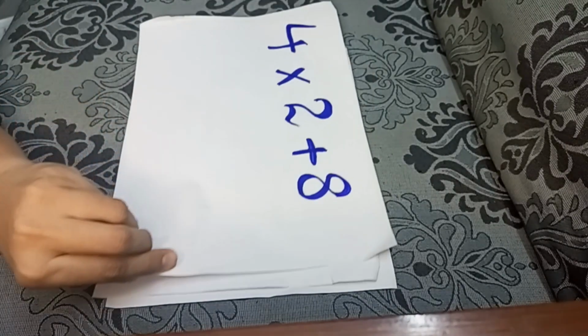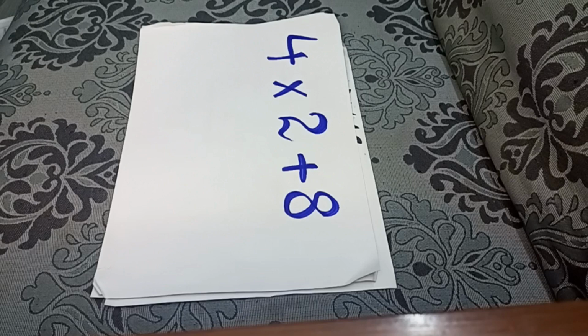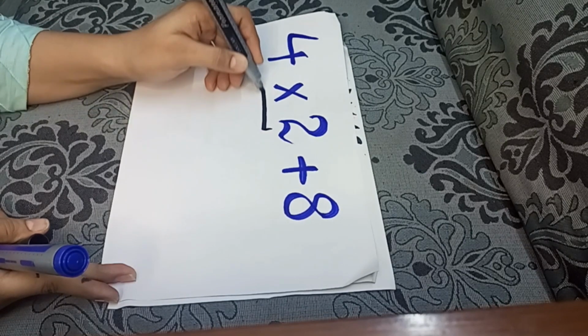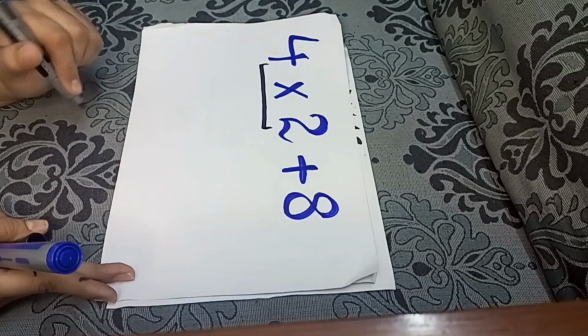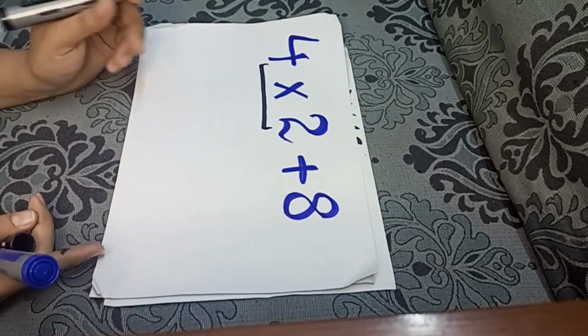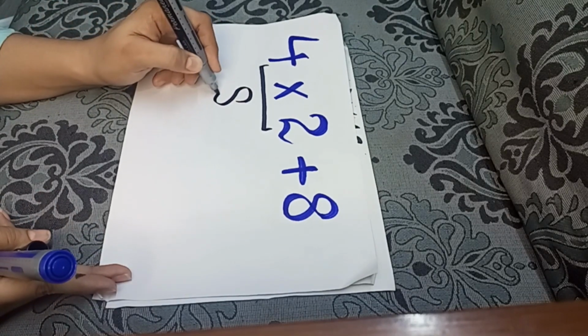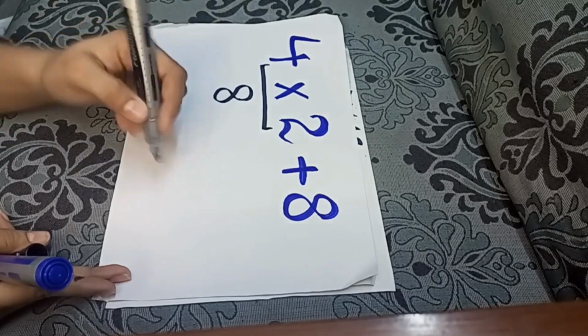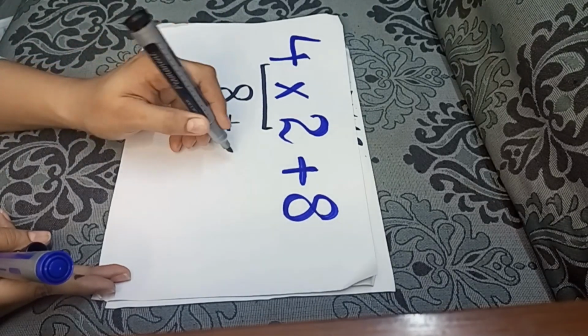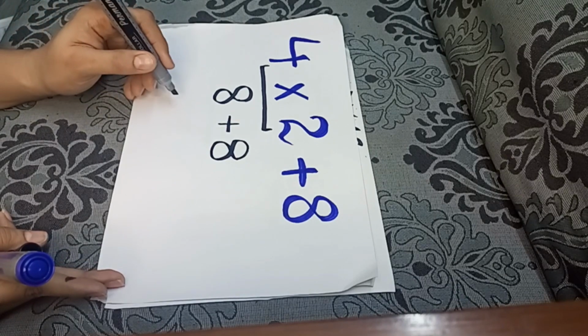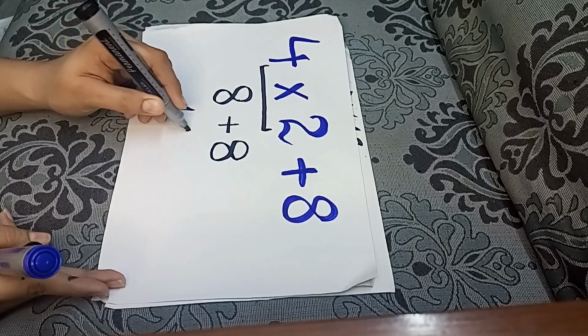For example, we have 4 multiplied by 2 plus 8. Now according to BODMAS, we need to do the multiplication first and then addition. Now when you multiply 4 by 2, that is 8. And you have to copy the remaining numbers as they are. Now here we have 8 plus 8 is 16.